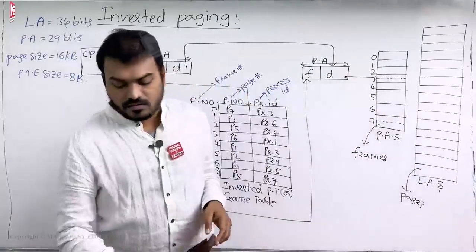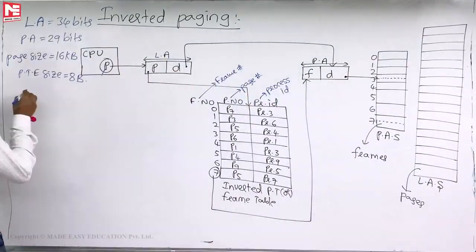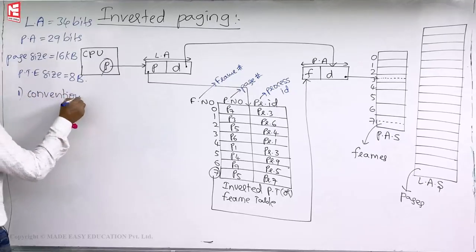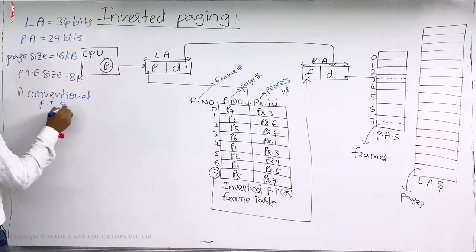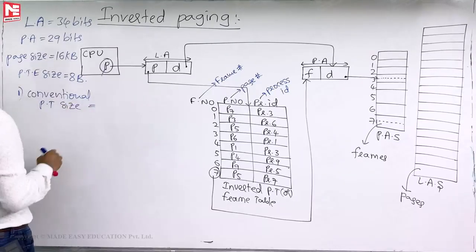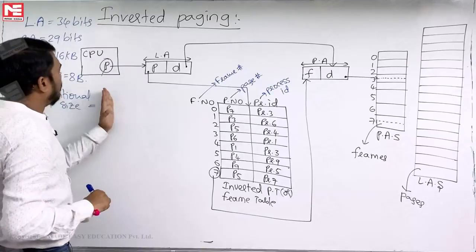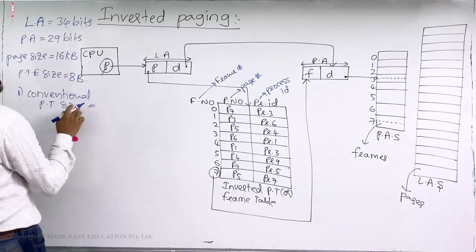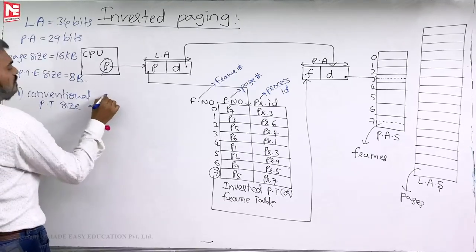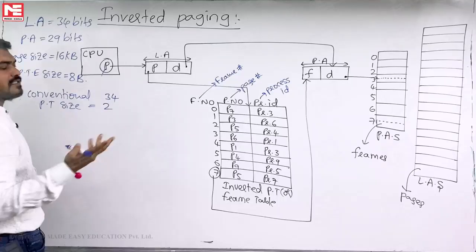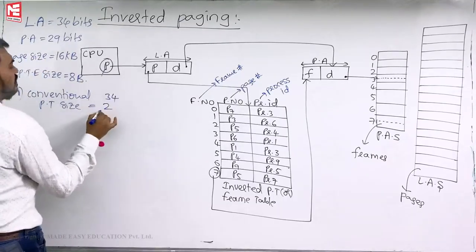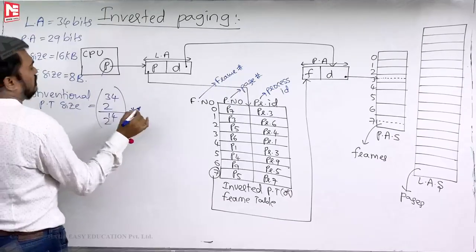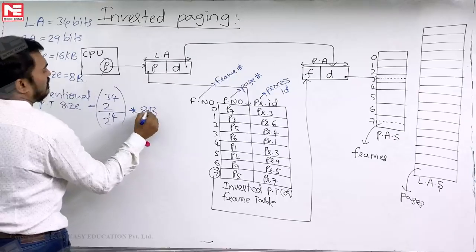Now, I'm assuming all of you solved. So let's see. First question, conventional page table size. Same formula: number of entries multiplied with the entry size. The number of entries in the conventional page table is the same as the number of pages. So 2 power 34 divided by 2 power 14, multiplied with the entry size, 8 bytes.